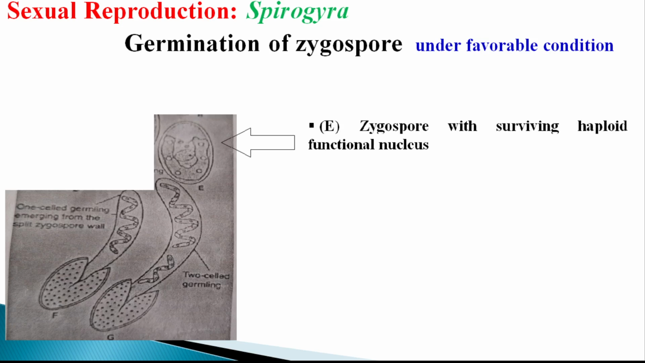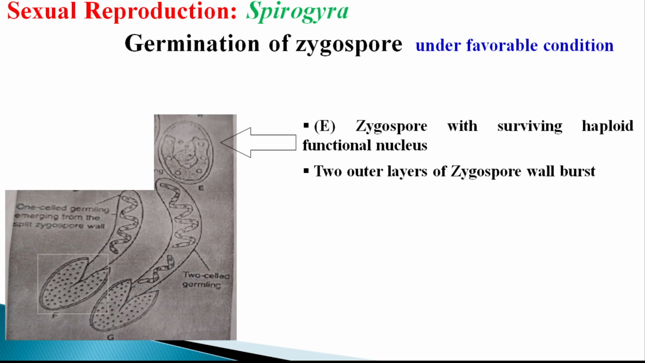And as you can see here, this is the functional nucleus within the zygospore, which is now considered a haploid zygospore. In this particular case, the two outermost layers of the thick zygosporic wall, as you can see here, get ruptured. Due to this rupturing, the outer two thick walls burst, and the content having the haploid nucleus within the protoplast is still enclosed within that innermost layer.